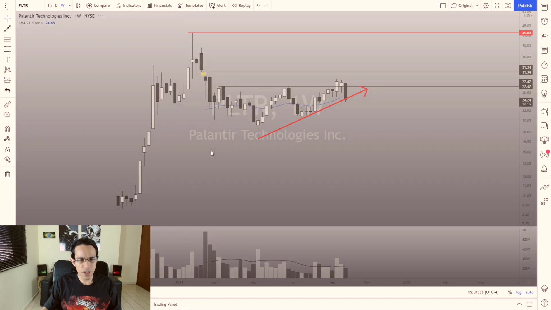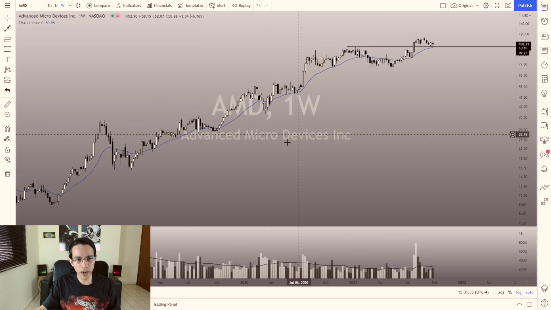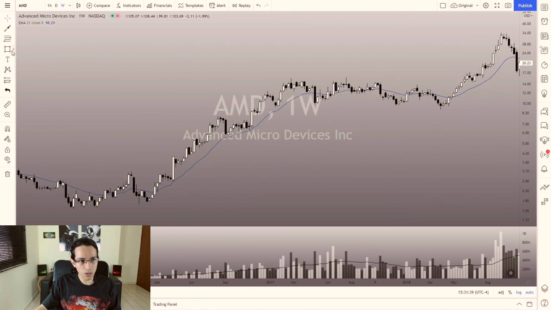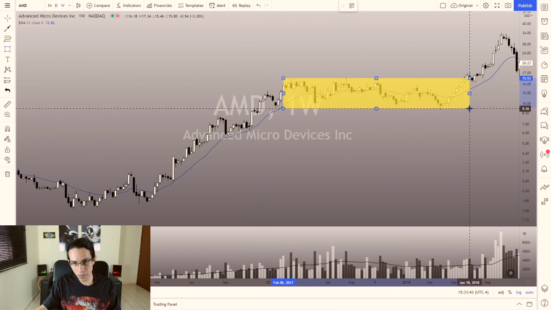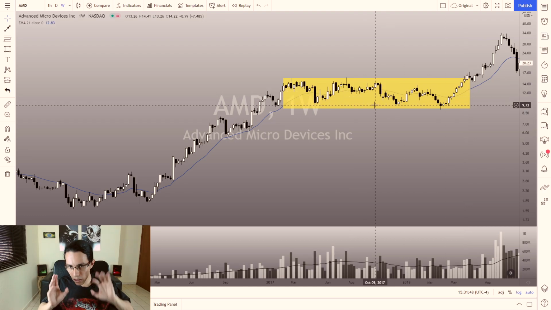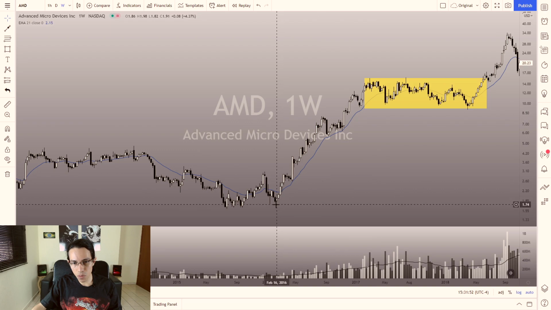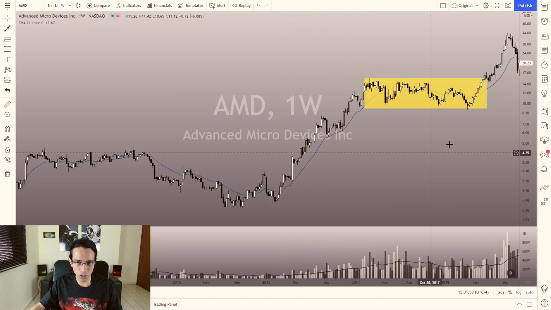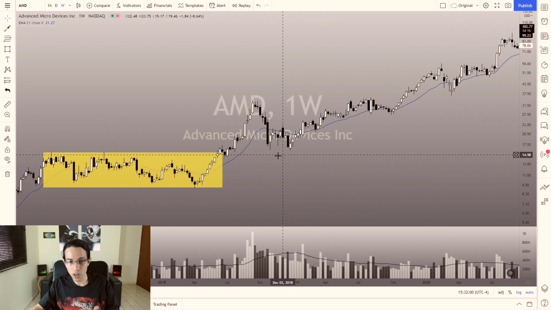And the last continuation pattern is the rectangles. Let's see, we have a very nice rectangle going on AMD over here. All right, the stock is doing a sideways movement. Every single rectangle might be a flag pattern as well, and in this case you might consider it as a flag, but the flag is too big, right, for the size of the pole. So anyway, it is still a rectangle.